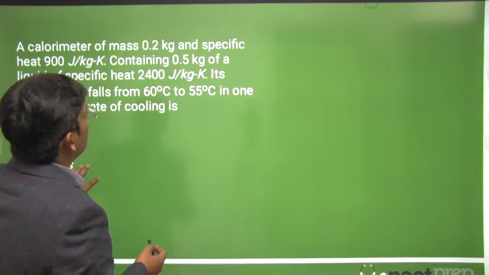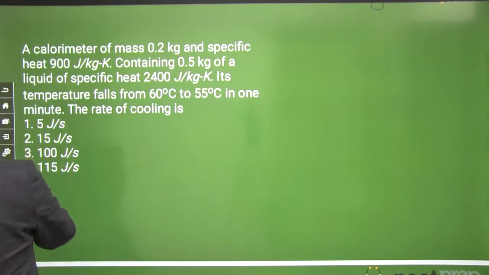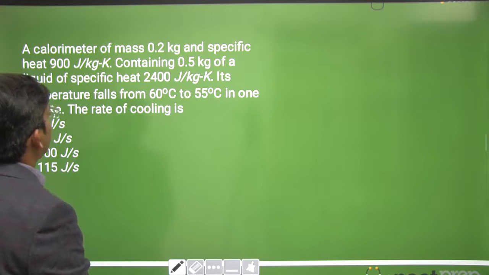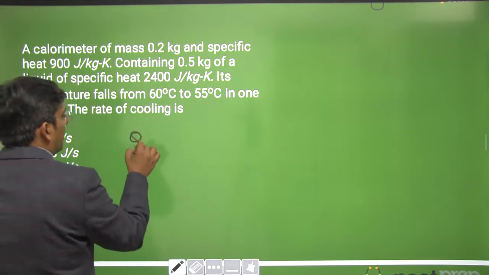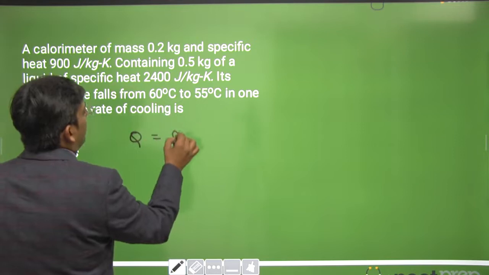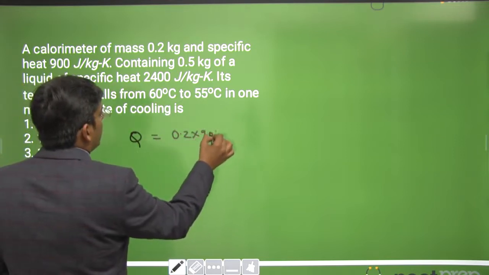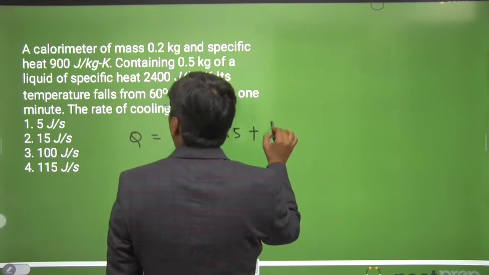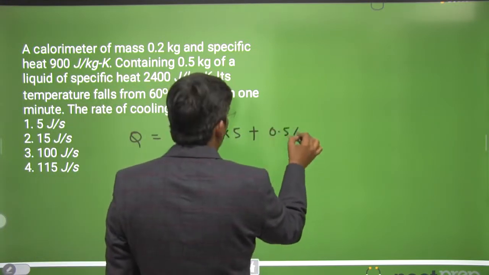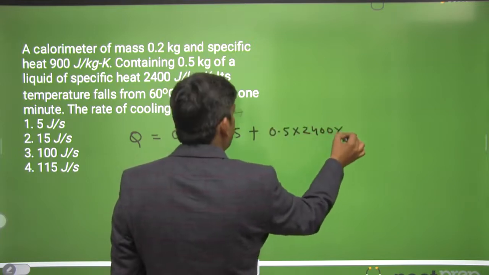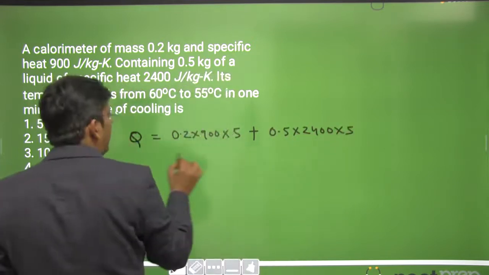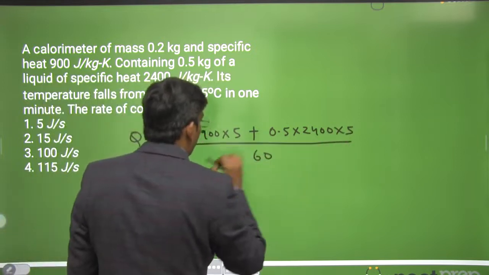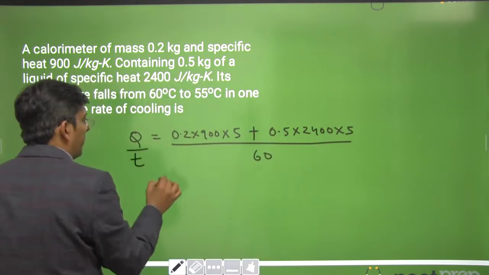Right, a calorimeter of mass 0.2 kg, specific heat 900 joules per kg per Kelvin, containing 0.5 kg of liquid of specific heat capacity 2400. Its temperature falls by 5 degrees Celsius, so this is loss of heat. Loss of heat is mass of calorimeter, specific heat of calorimeter, change in temperature 5, plus mass of the liquid, specific heat capacity of liquid, into change in temperature 5. In 1 minute, so you should divide by time 60, okay? This is the rate of cooling.